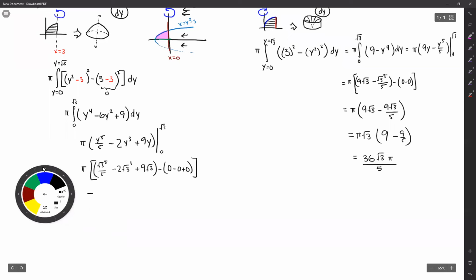Okay, so pi times, okay, so square root of 3 to the 5th, right? You can take out 2 of those, that's a 3. 2 more, that's another 3. We're left with a singular square root of 3, so that's going to be 9 times the square root of 3 all over 5. Okay, for this middle term, you can take out 2 of those square roots of 3. You get yourself a 3. So that's going to be minus 6 times the remaining square root of 3, and then plus 9 square root of 3.